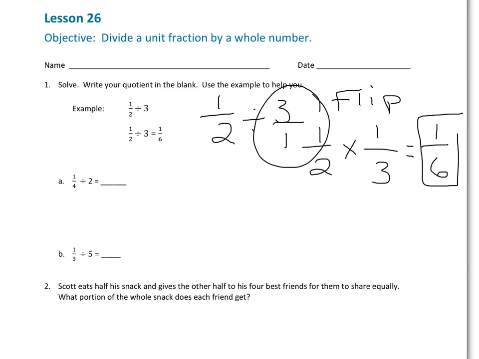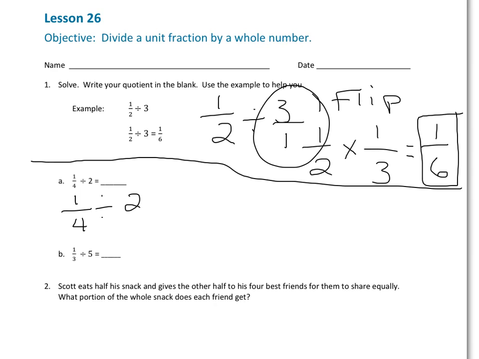The secret to these problems is you don't actually divide. You take the second number after the division sign, you flip it, and then you multiply. 1a says 1/4 divided by 2. Let's set this up. You have 1/4 divided by 2 over 1. Now you have to flip this number here, so 2 over 1 becomes 1/2.